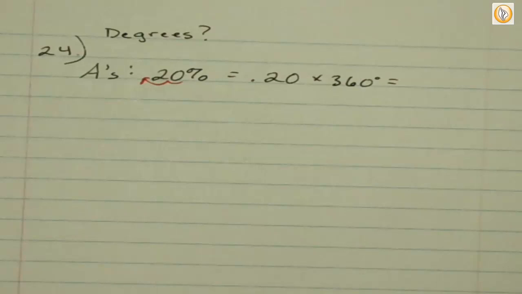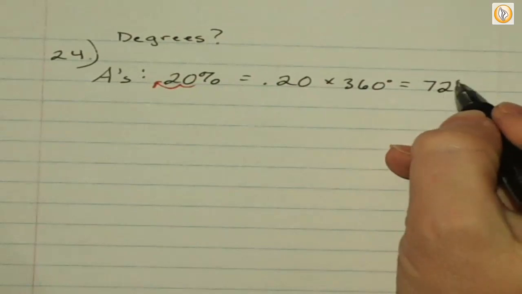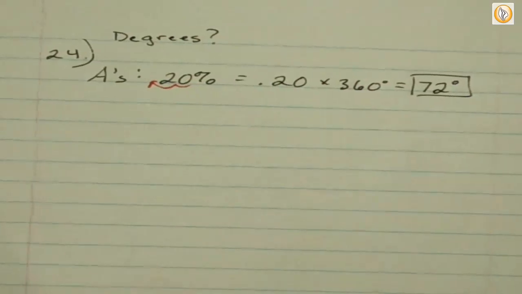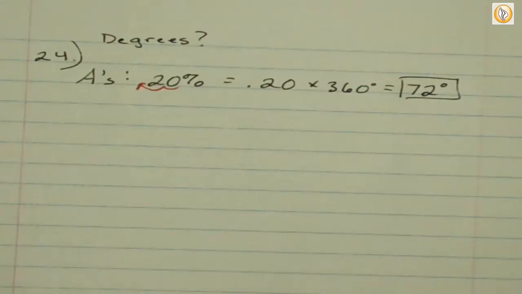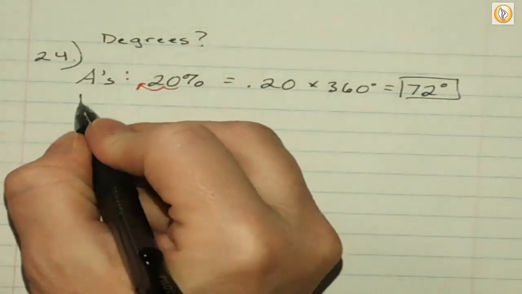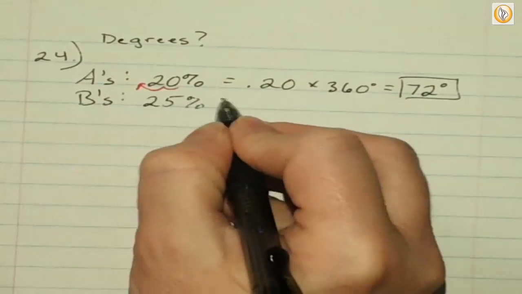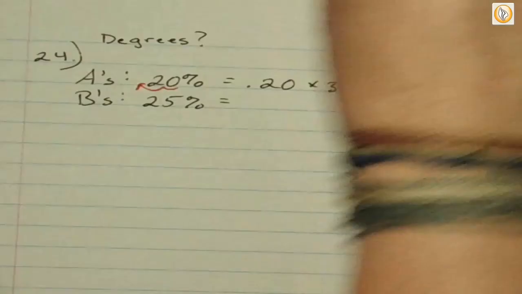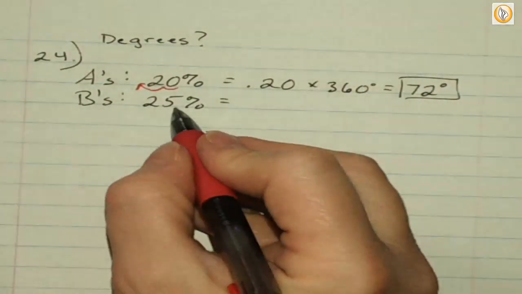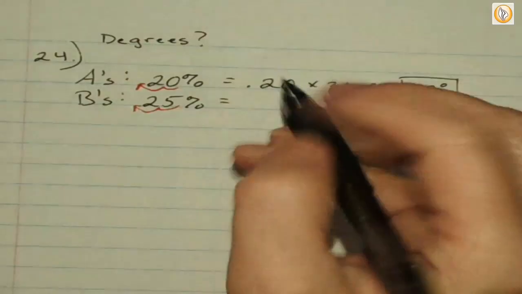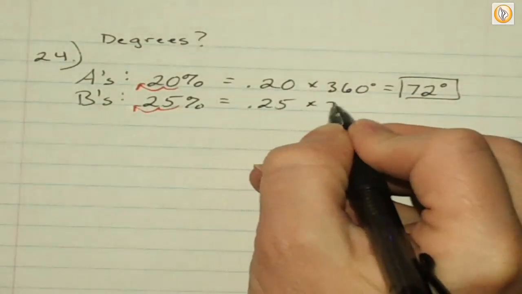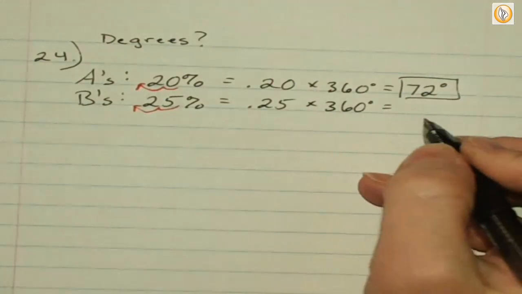Okay, so Joseph, what do you get? 72. 72 degrees. So there's one answer. And then B's are 25%. So Joseph, how do I find the degree for B's? And then what? And what do you get?